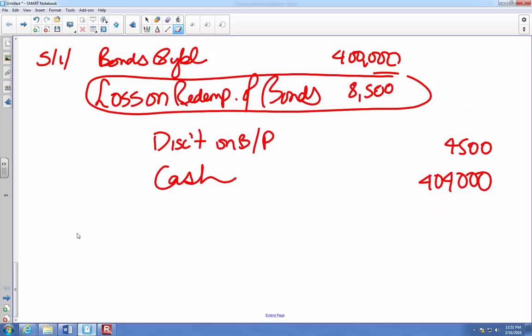How did I get? I'm sorry, Perry. I just plugged it. I had 408,500 on my credit side and 400,000 on my debit side before that number. So that's my plug figure to make my journal entry balance.